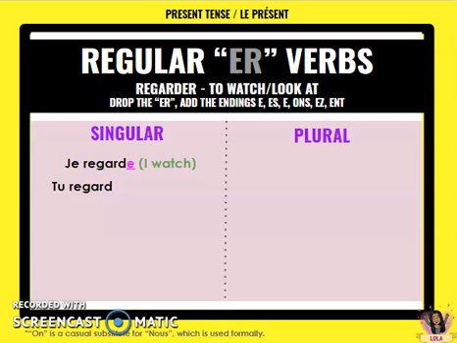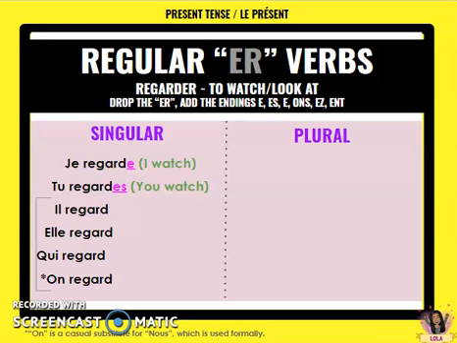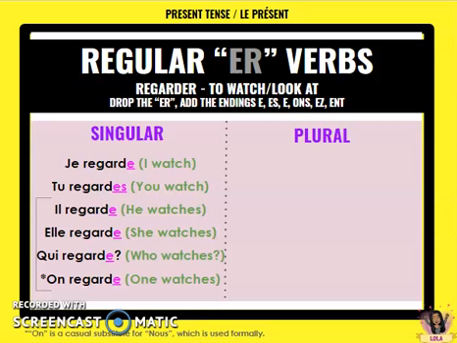We've done the same thing here. We have tu regardes, we've taken off the ER, and we've replaced it with ES, so it becomes tu regardes, you watch. Once again, dropping the ER, we get il regarde, elle regarde, qui regarde, and on regarde. Notice that we've taken off the ER in each one. We then add an E to each one, so it becomes il regarde, elle regarde, qui regarde, on regarde. And you can see the translations here into English.